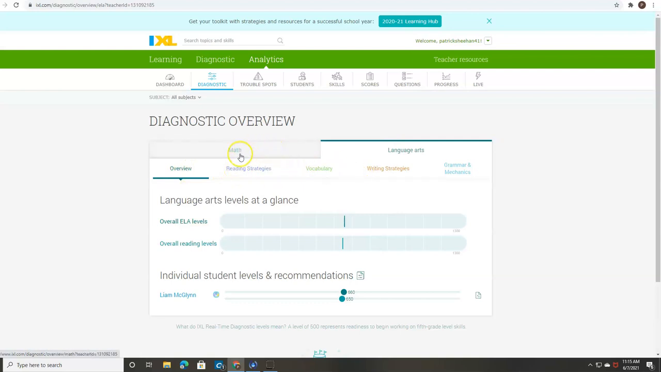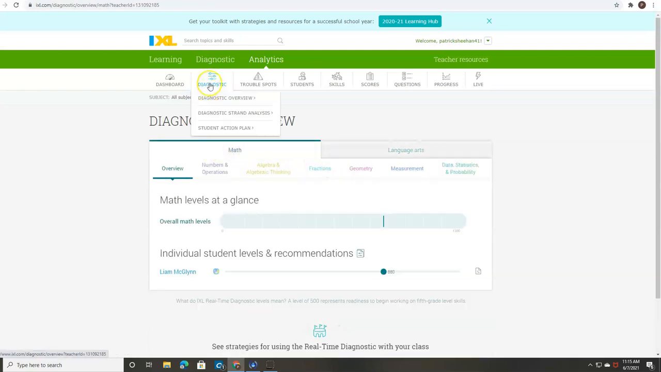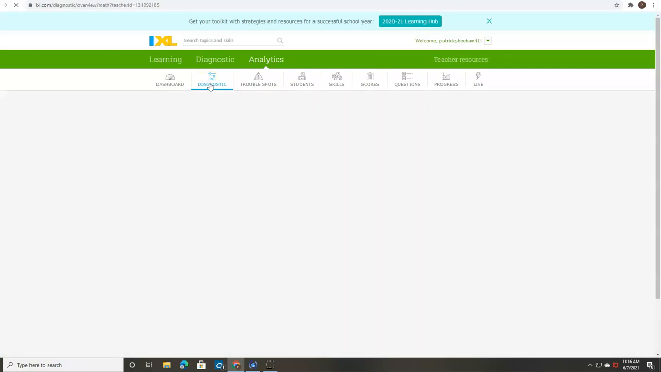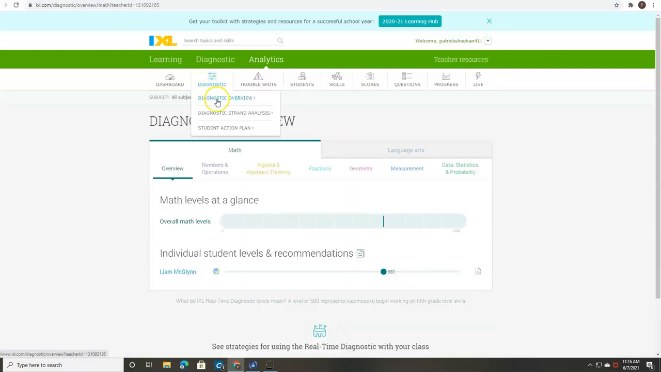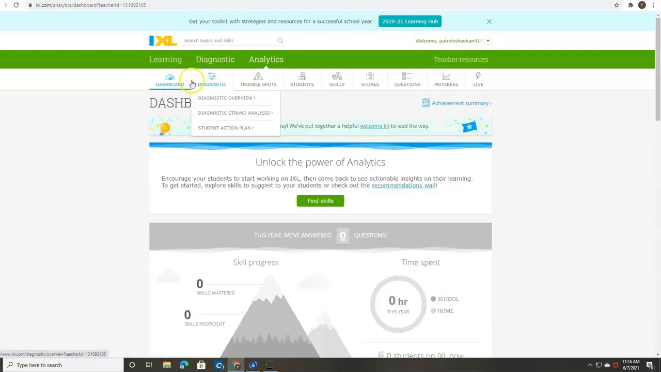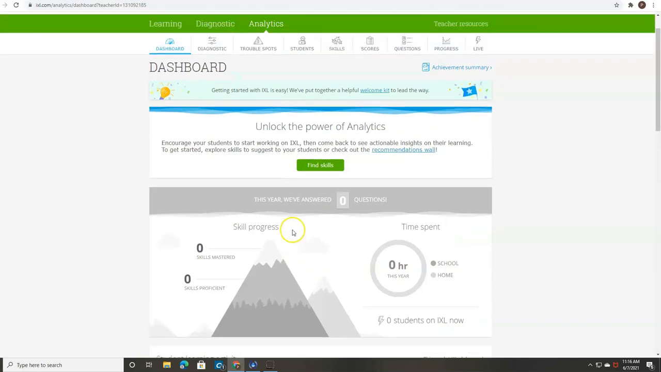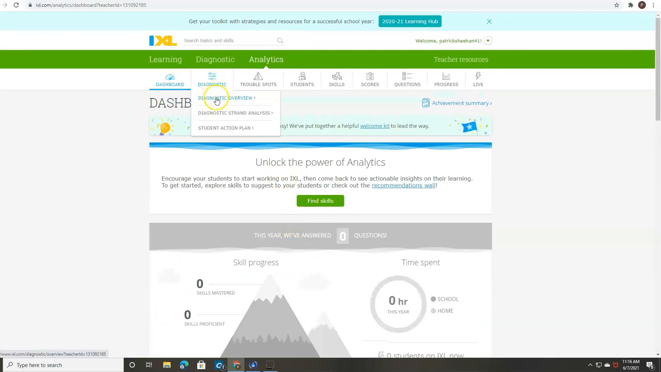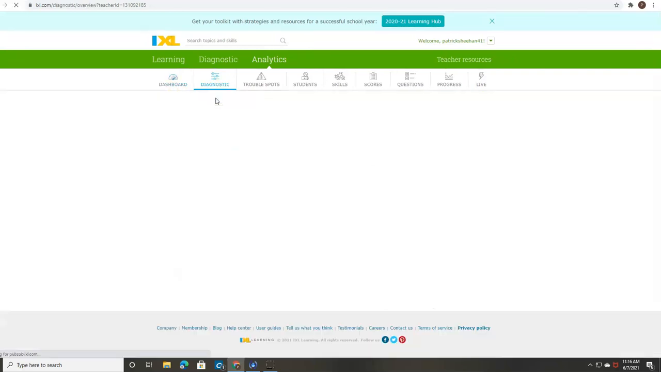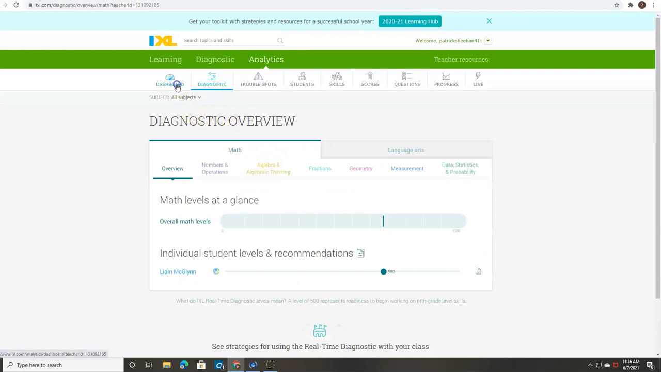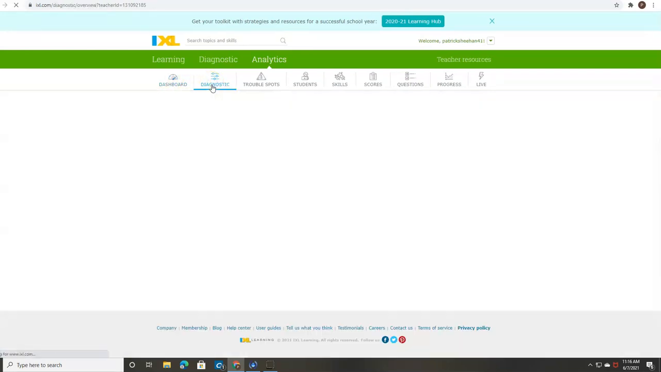But again, don't get alarmed if you go to analytics and you go to dashboard and you see, oh no, they haven't done anything. No, they're working on the skills, but until they finish that skill area, all the skills in it, you won't see any progress. So keep that in mind. Now, back to diagnostic overview. That's where we just were, and I was explaining it's the same breakdown as what we saw earlier.